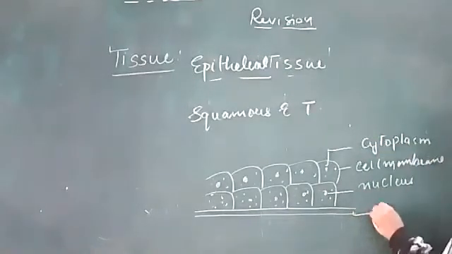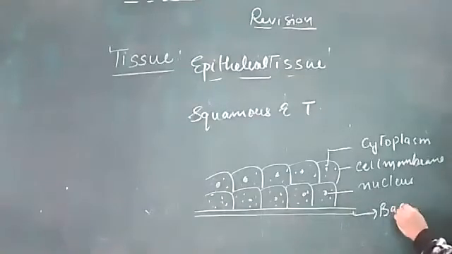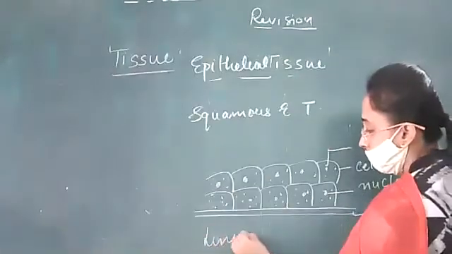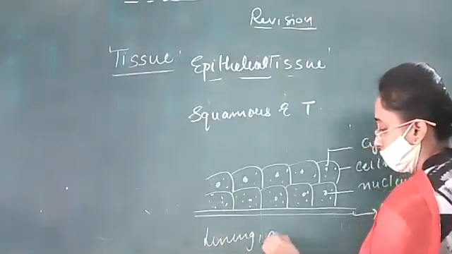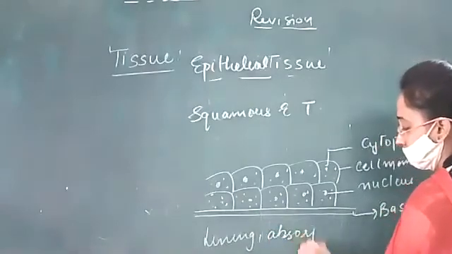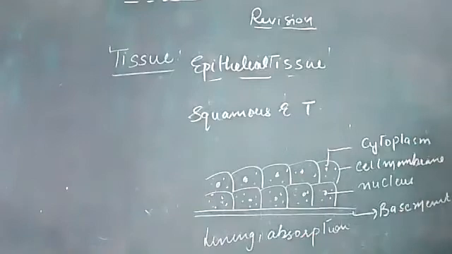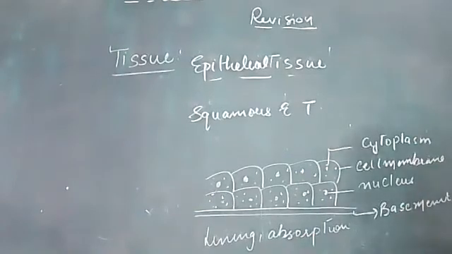And it is a basement membrane. Main function of this tissue is lining and absorption. The cells are square shaped, and this is our squamous epithelium.